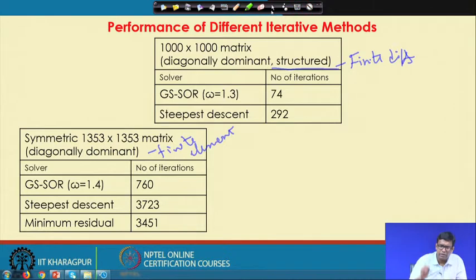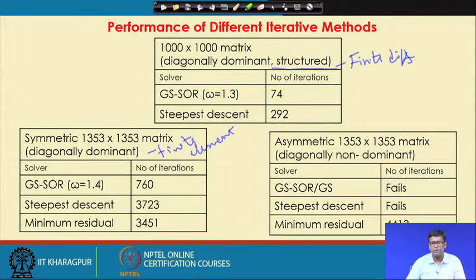Now, we took a case where the matrix does not remain diagonally dominant. It is an asymmetric matrix as well as a non-diagonally dominant matrix. GS SOR, or Gauss Seidel, will fail because it is not a diagonally dominant matrix, and we see that we start with some guess value, and the solution actually does not converge. Similarly, steepest descent also fails because it is a non-symmetric matrix, and we see that the residual increases with the number of iterations, it does not reduce to a smaller value. However, minimum residual can solve it, but the number of iterations is higher, which is 4413.